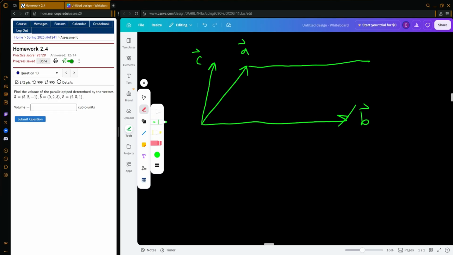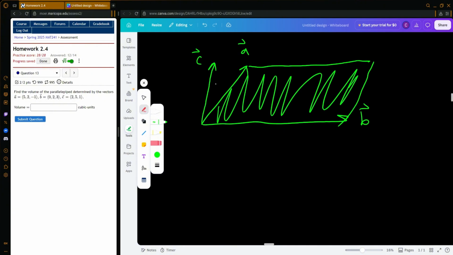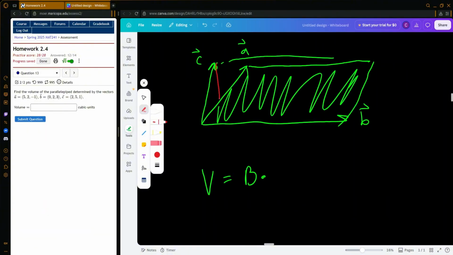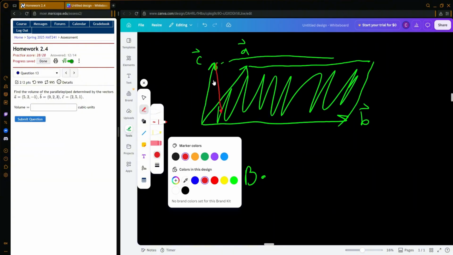we're going to take the area of this base. So to get the volume, we're going to take the base and multiply it by specifically this height right here, from here to here. We're going to have to do some work to figure out what this height is. So it's going to be base times that height.